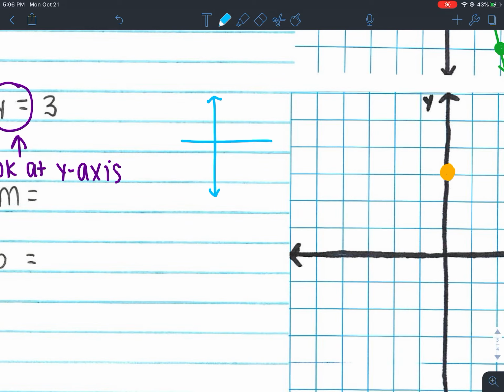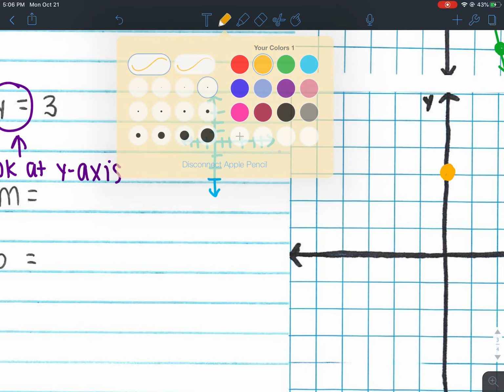Okay, now you know how sometimes I draw graphs for you and I draw them like this, and then I draw you little tick marks that look like that? Yeah?